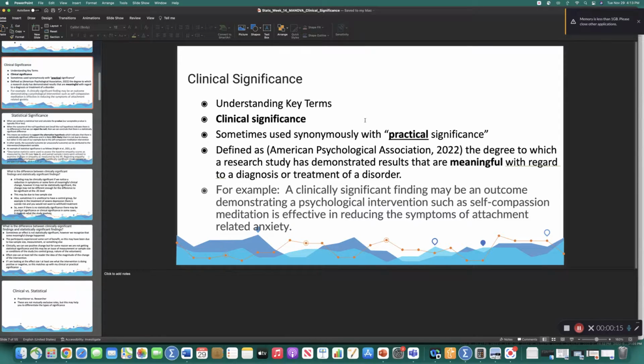It's important to note that clinical significance is sometimes also called practical significance. And clinical significance is defined by the American Psychological Association as the degree to which a research study has demonstrated results that are meaningful with regard to a diagnosis or treatment of a disorder. One example of a clinically significant finding may be an outcome demonstrating a psychological intervention like self-compassion meditation is effective in reducing symptoms of anxiety.